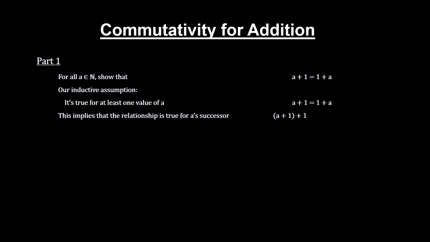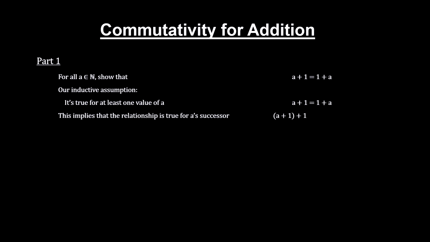The commutative property proof has two parts. In the first part, we show that a + b = b + a for any value of a when b equals 1. Our inductive assumption is that for some value of a, the relationship is true. We'll show that that implies that the relationship is then true for a + 1. We want to show that (a + 1) + 1 is equal to 1 + (a + 1).